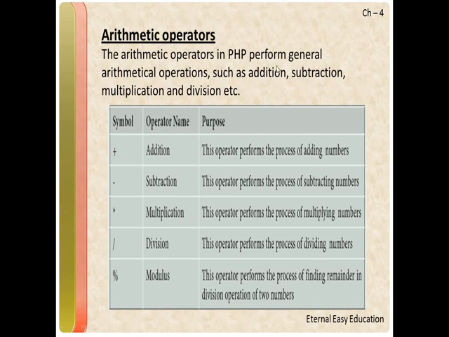Arithmetic operators in PHP perform general arithmetical operations such as addition, subtraction, multiplication and division. That's what you have learnt in your maths also. Plus, minus. Here multiplication is represented with the star symbol or the asterisk symbol. Slash is for division. This is not percentage symbol. It is said to be modulus symbol. I'll explain with the example. Addition, subtraction, multiplication, division. This is for getting the remainder during the division. Just have in your mind, modulus symbol is to get the remainder. How it is working, I'll explain in the example.